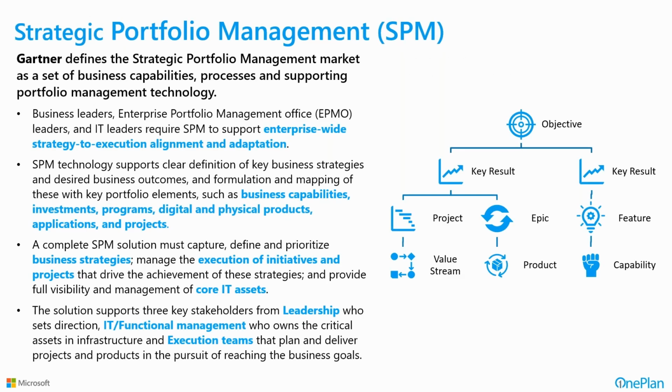So strategic portfolio management, as defined by Gartner, is a set of business capabilities, processes, and supporting portfolio management technology that really supports enterprise-wide strategy to execution alignment. That means everybody aligned, no matter what business unit or department or area of the company they're in, having alignment on what we're doing to make sure that we're all going toward the common set of goals and strategies.